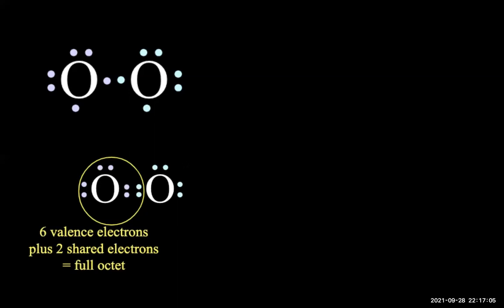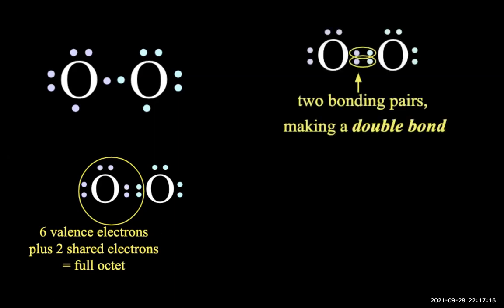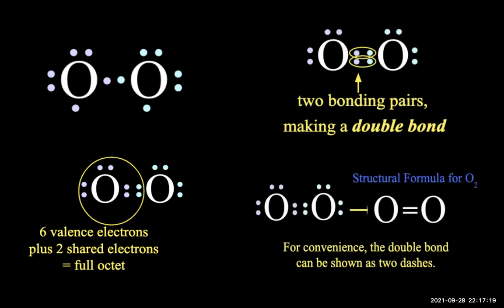So in this case, they would actually need to share more than 1 between the 2 of them. And if they were to each share 2, then we would have a double bond. So we have 2 bonding pairs, so we would make a double bond. When we draw the structural formula for that, again, those bonding pairs become lines or dashes in the structural formula.